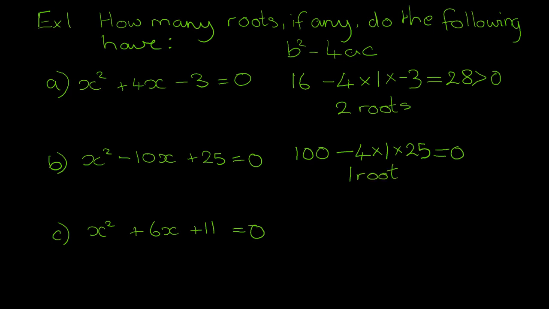Third one, so b is 6, so 6 squared is 36, minus 4 times 1 times 11. So that's 36, take away 44, so that's going to be minus 8, which is less than 0, and therefore that has no roots. You can't square root a negative number, because when you square something, whether it started life positive or negative, it becomes positive. So there are, as far as you're concerned at this level, you cannot square root a negative number.